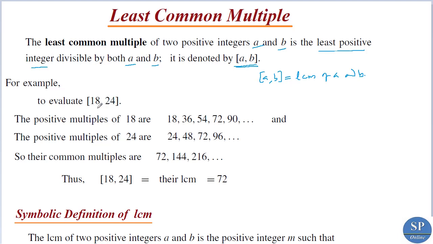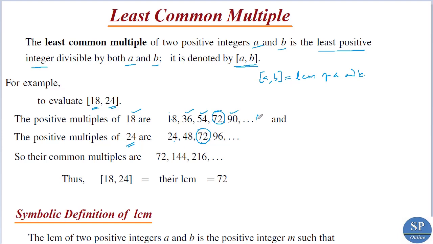For example, to evaluate the LCM of 18 and 24, we know the positive multiples of 18 are 18, 36, etc. That is, this is 1 into 18, this is 2 into 18, 3 into 18, 4 into 18, etc. These are the positive multiples of 18. Now the multiples of 24 are 24, and 2 into 24 is 48, 3 into 24 is 72, etc. So the multiples of 18 and 24 which are common include 72. 72 is a common multiple of 18 and 24.